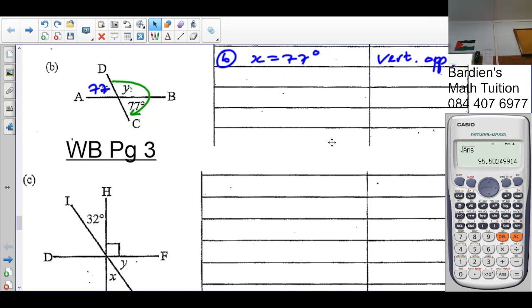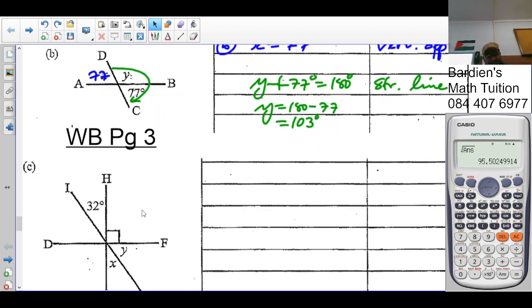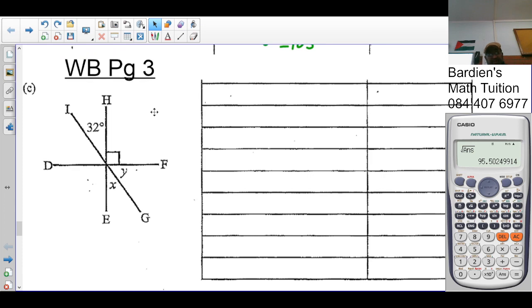So you say y plus 77 degrees equals 180. The angles on a straight line. So y is equal to 180 minus 77, which is 103. Okay, any confusion there? Do you see?